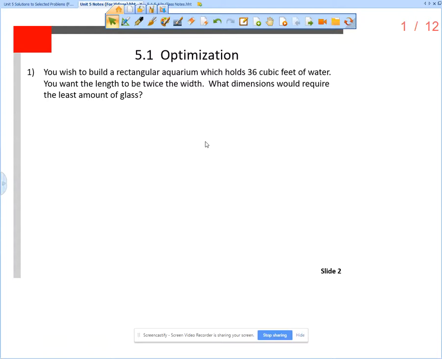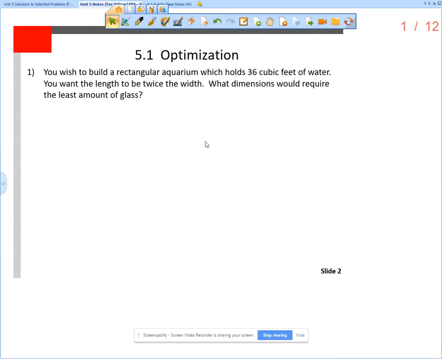This is where we are taking some sort of a context and trying to find the optimum value for whatever the context says. That could be a minimum value or a maximum value. We will be using a lot of what we learned in Unit 4 to find maximums and minimums, and also some stuff that we learned in pre-calc. We have to read the context, set up an equation or equations that relate to the context, and then find the maximum or minimum or whatever is being requested.